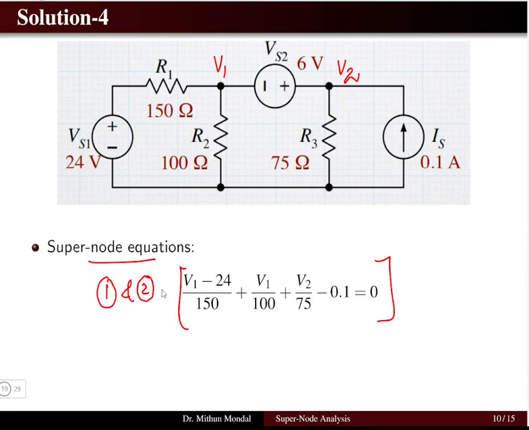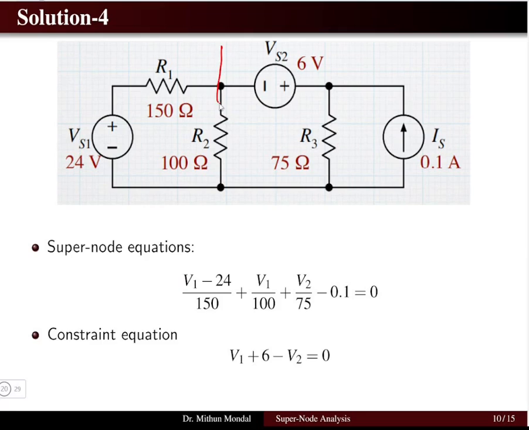We will be writing the equations using Kirchhoff's current law. We can take the direction of the current in this manner. Here the current is entering and here the current is leaving. This part of the network we will not take in writing the supernode equation.